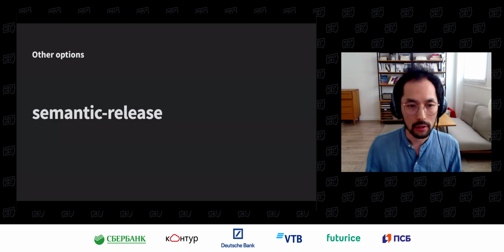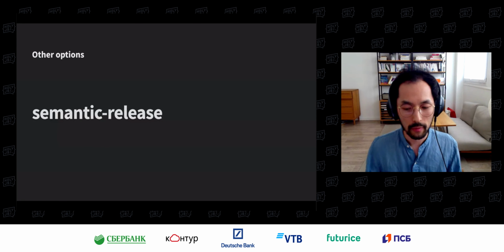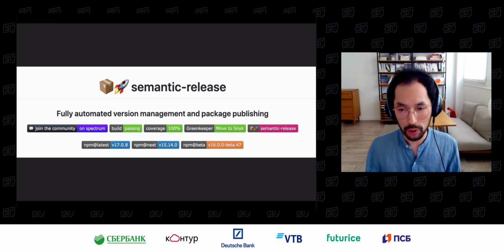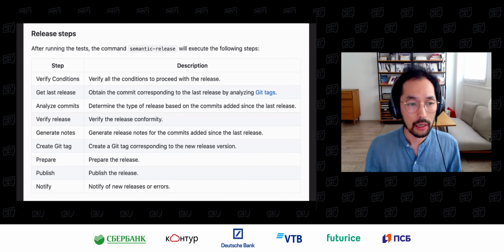Another option is semantic release. Semantic release, it's a fully automated version management and package publishing. So in its documentation, it shows the steps like verify conditions, get last release, analyze commits, and verify release, generate notes, create git tag, prepare, push, notify. Yeah, it does a very good job.